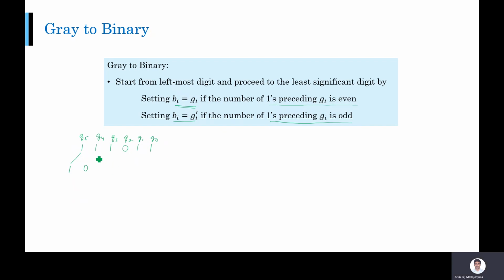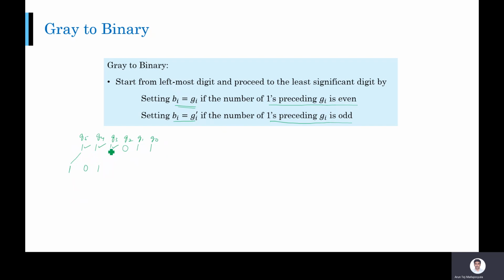Let us look at the next one. So this is over. Next one is 1. The number of ones preceding this is 2, which is an even number. If you have an even number of ones preceding Gi, Di will be the same as Gi. So you have an even number, so this is going to be the same bit 1. So this is also over. Next, let us go to the next bit. How many ones are preceding this bit? 1, 2, 3. It is an odd number.